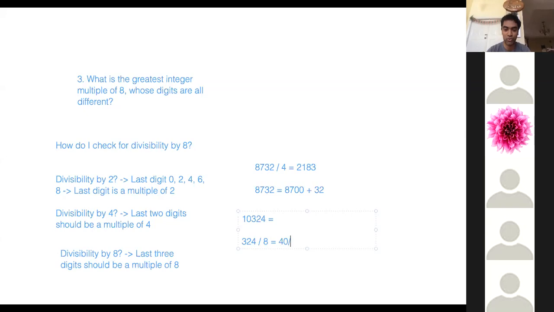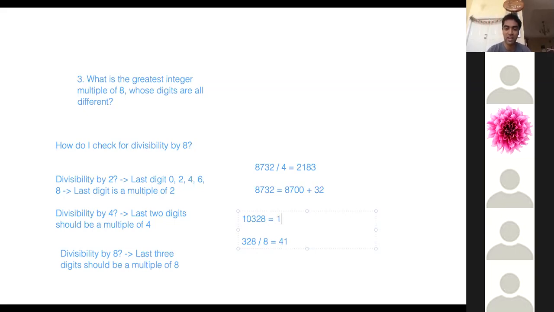So this is 40.5. No, it's not. Sorry. So is there something around this that's a multiple of 8? Let's make it 328. Okay, so is 328 divisible by 8? Yes. Yeah, it's 41. And 10,328 will be divisible by 8.